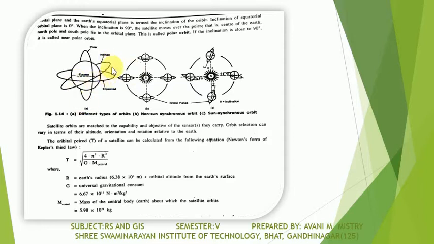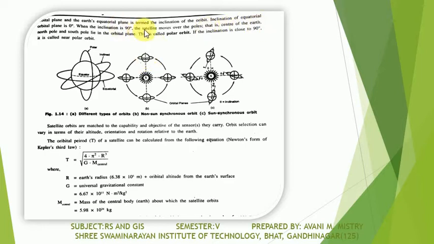This one is called the equator, this one is called the equatorial plane, and this one is called the orbital plane. The inclination of the equatorial orbital plane is 0 degree. When the inclination is 90 degree, the satellite moves over the poles, that is the center of the earth.